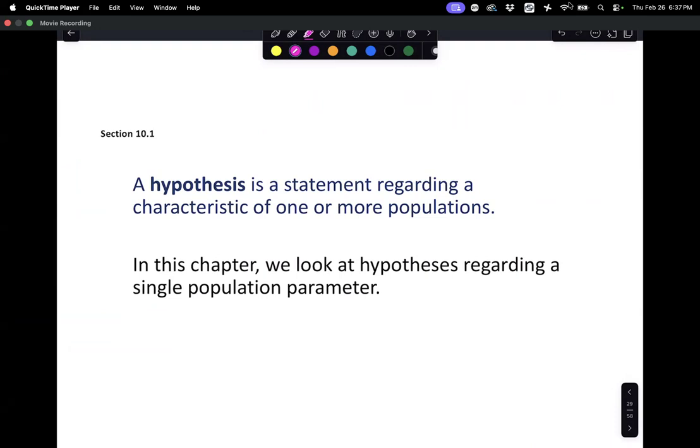And by the way, I did unlock the homework already, just in case you want to get a jump on it. I did unlock the 10.1 homework. Don't feel pressured to do it yet, but it is there.